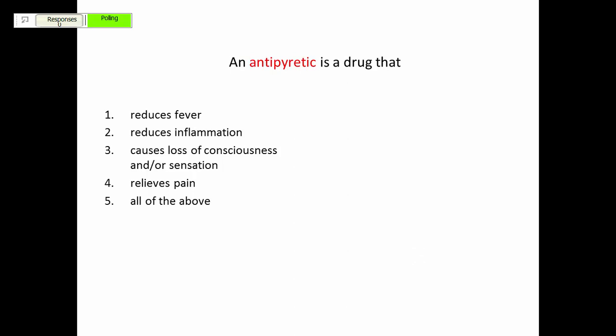An antipyretic drug is a drug that 1. Reduces fever, 2. Reduces inflammation, 3. Causes loss of consciousness and or sensation, 4. Relieves pain, or 5. All of the above. And the answer is number 1, reduces fever. So an antipyretic drug, by definition, is a drug that reduces fever.